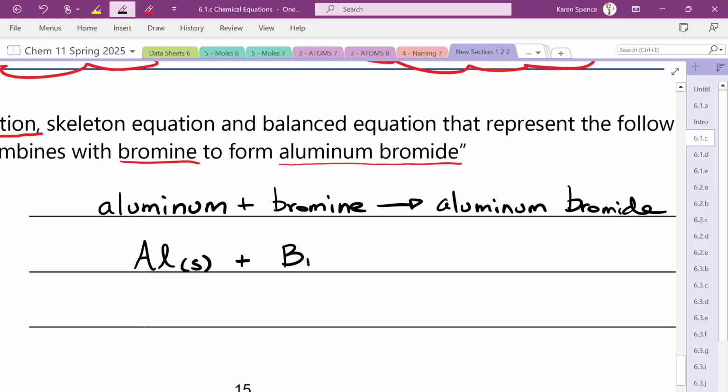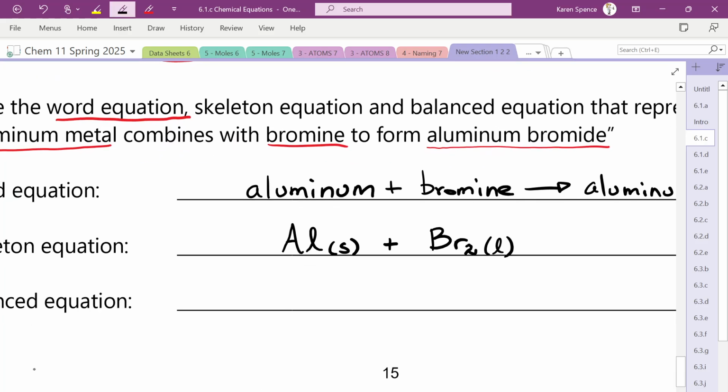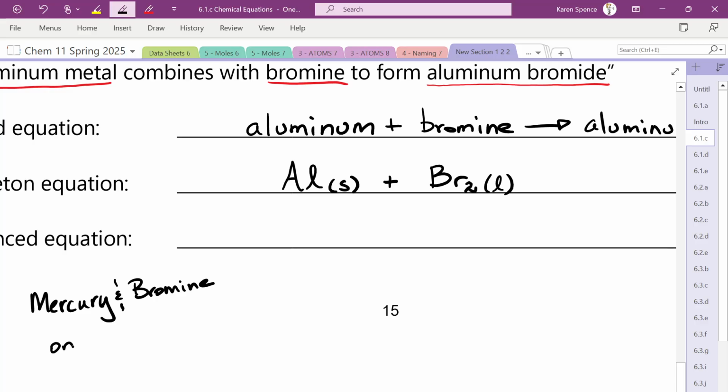So when you know them, try to put in the states. Bromine. Anyone know anything about bromine? It is diatomic, so it should be Br2. Anytime you have a diatomic, make sure you write it that way. And anyone know the state of bromine? It's actually a liquid at room temperature. It's one of only two liquids: mercury and bromine are the only two liquid elements at room temperature.